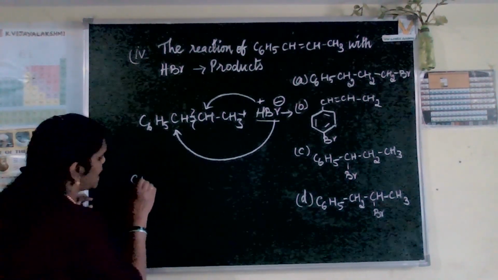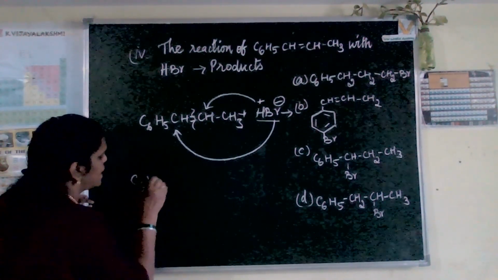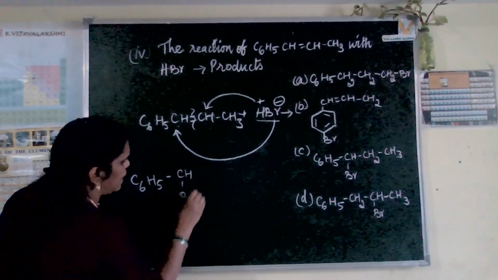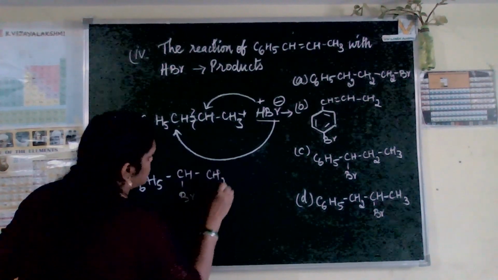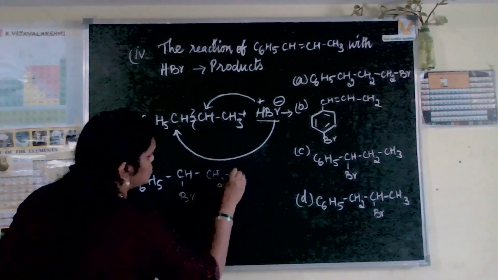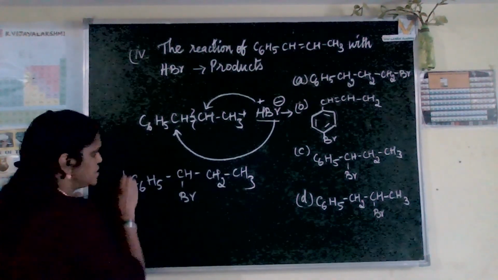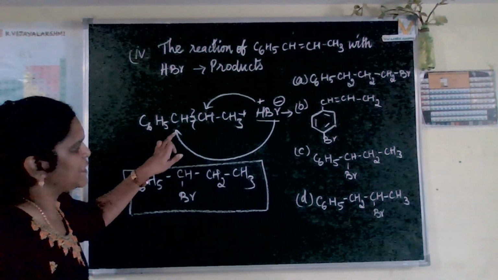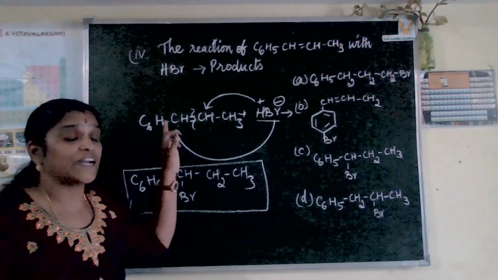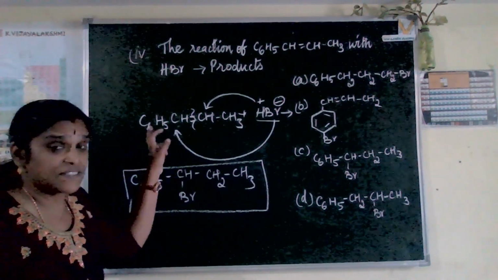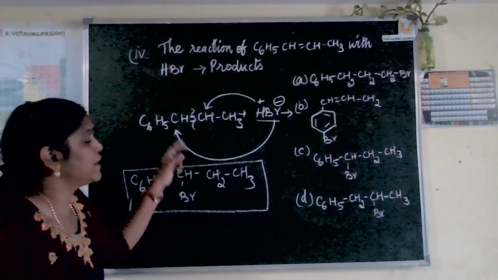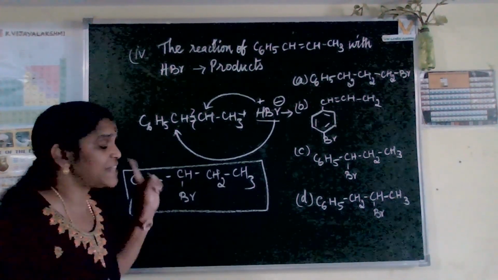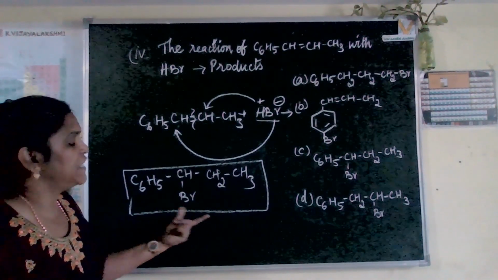So you are getting the answer C6H5CHBr, here CH2, of course one hydrogen is attached over here, CH3. So this is the product. Why is this bromine joining over here? Due to resonance, because C6H5 is there, the carbocation is more stabilized by resonance. That point you have to mention. And this is the product.